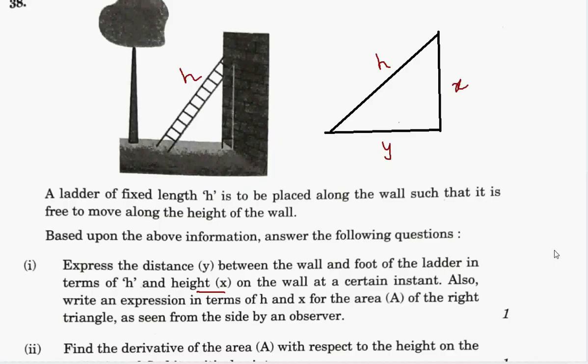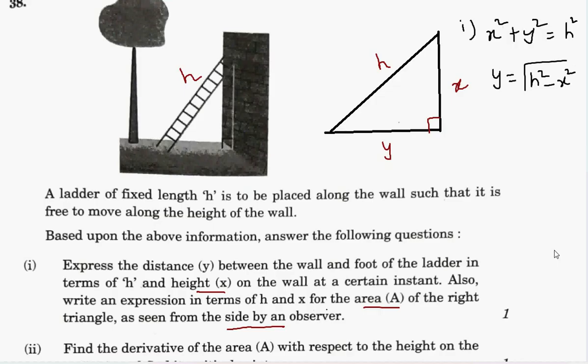Express the distance y between the wall and the foot of the ladder in terms of h and the height x on the wall at a certain instant. Also write the expression in terms of h and x for the area of the right angle triangle. Now this is a right angle triangle, so we have a Pythagoras relation which is x square plus y square equal to h square. It means y is root of h square minus x square.